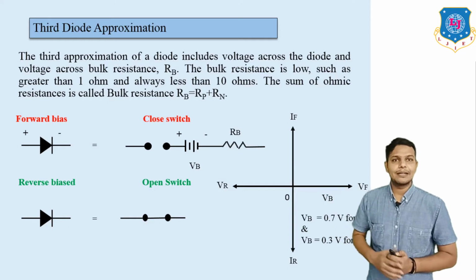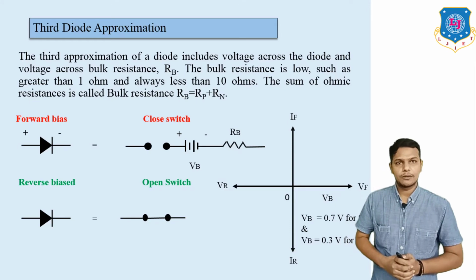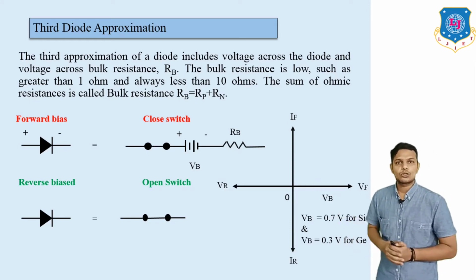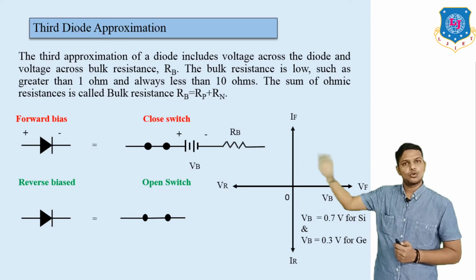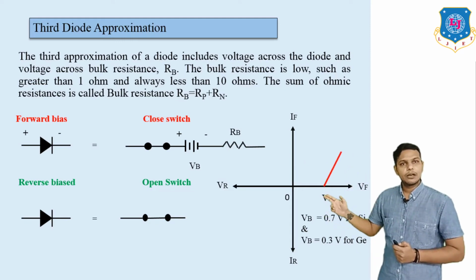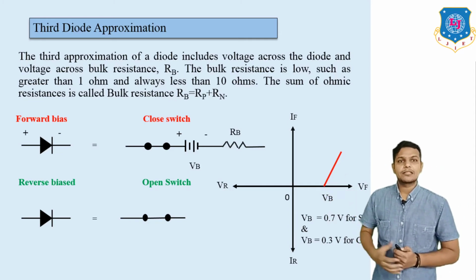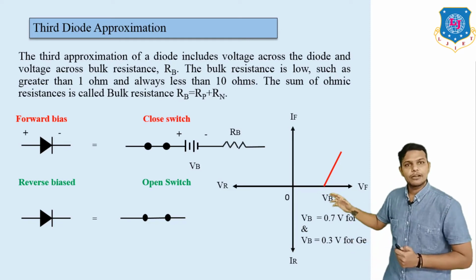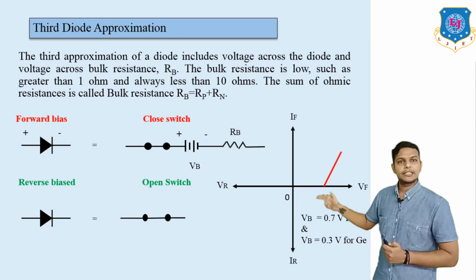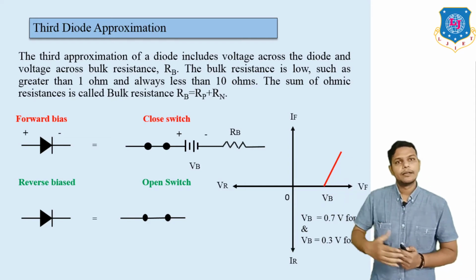So its graph is a little bit different from the first diode approximation and second diode approximation. Like we can see, this is the closed switch, current flowing from plus to minus in this direction. So your graph will be like this. It turns on at 0.7 volts if there is silicon material. If there is germanium material, it turns on at 0.3 volts. So here we can see this is the VB, the biasing voltage.